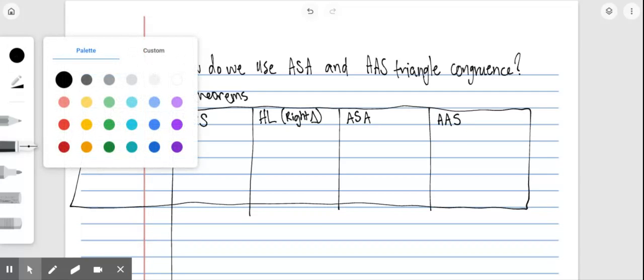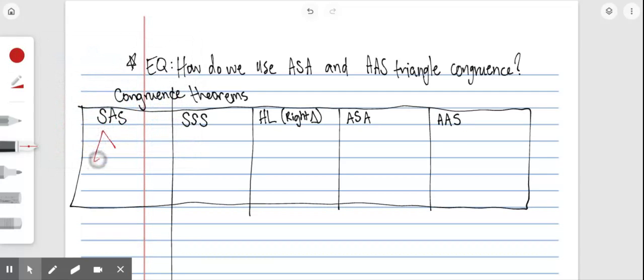Okay, so let's start with our drawings. So side angle side has the angle that is included, or the included angle. This means that the angle has to be between the 2 sides. Side, side, side has all 3 sides, obviously. If you don't have any angles, don't fret. You can still use side, side, side.